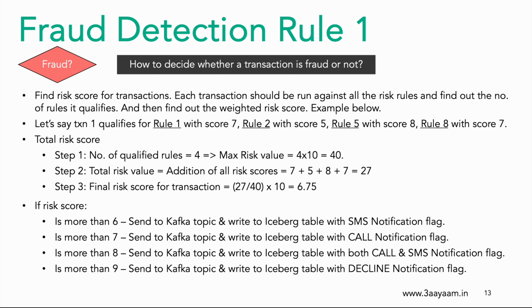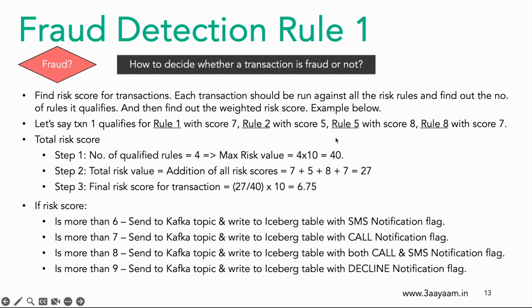Now let's take an example. Let's say there's a transaction 1 which qualifies for rule number 1 with score 7, rule number 2 with score 5, rule number 5 with score 8, and rule number 8 with score 7. It can be rule 1A, 1B, 1C also. If a particular transaction qualifies for multiple rules, then the weightage would be a little different. If the qualification is for a single rule, then the weightage would be a little different. And the formula is like this.